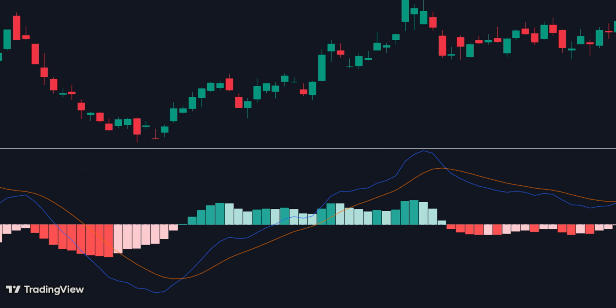The size of the histogram bars also reflects the strength of the trend. A wider gap between the MACD line and the signal line results in longer bars, showing strong momentum, while a narrower gap leads to shorter bars, indicating weaker momentum.